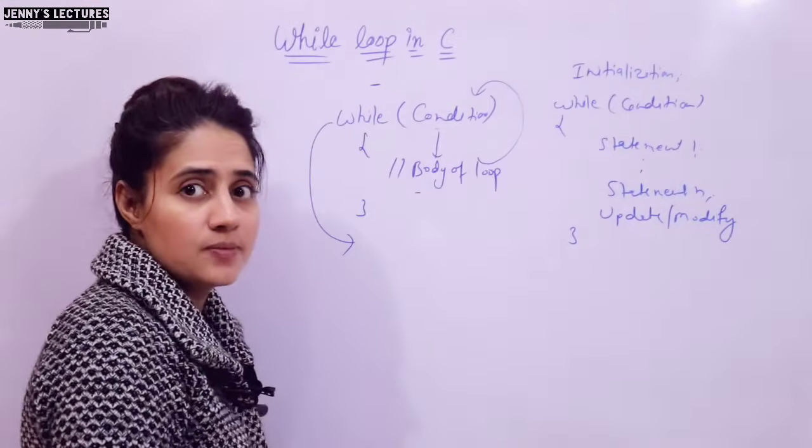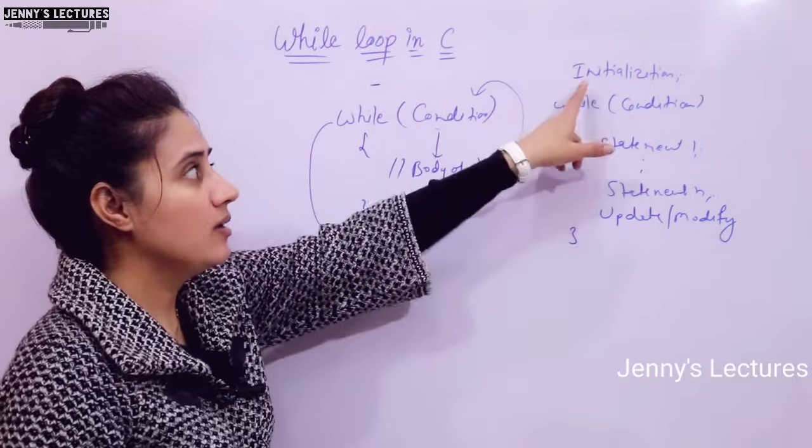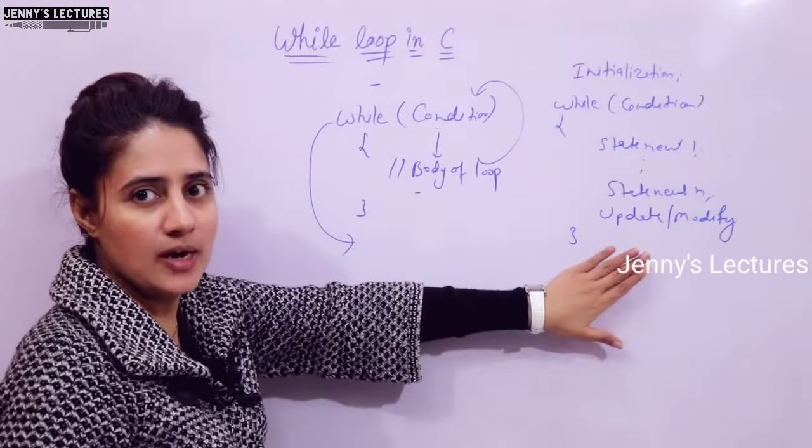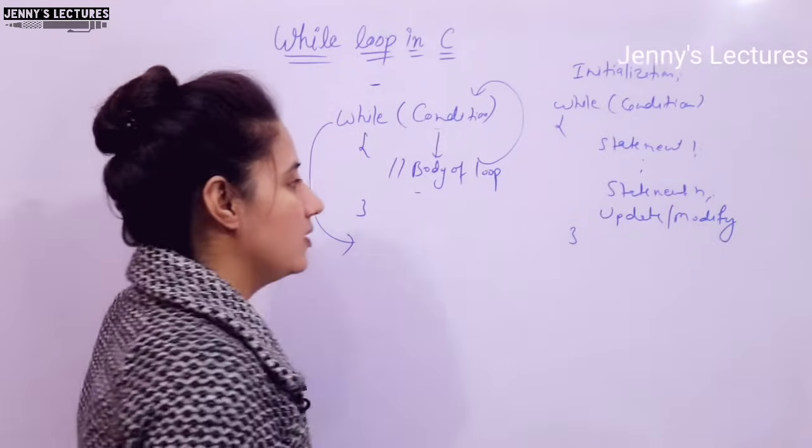The only difference is in for loop we write all the three things at one place, but here at three different places we write this thing. Working is same, only the syntax is different, how you write these loops.